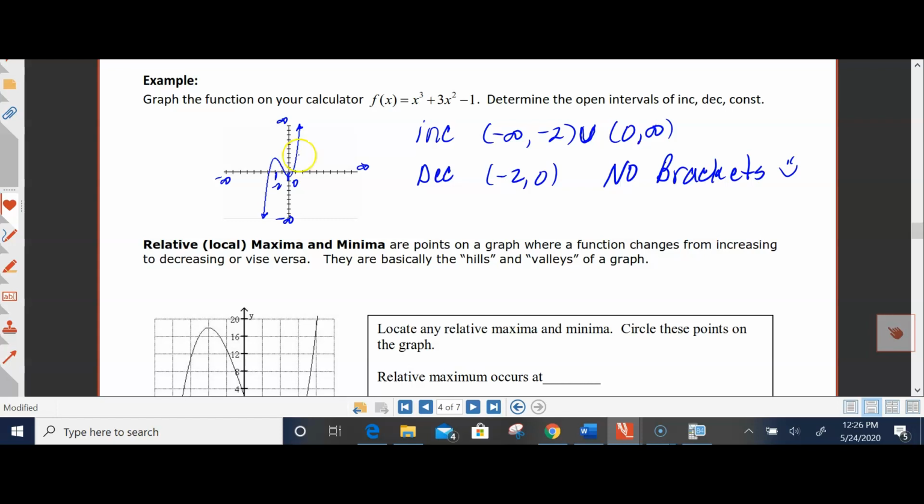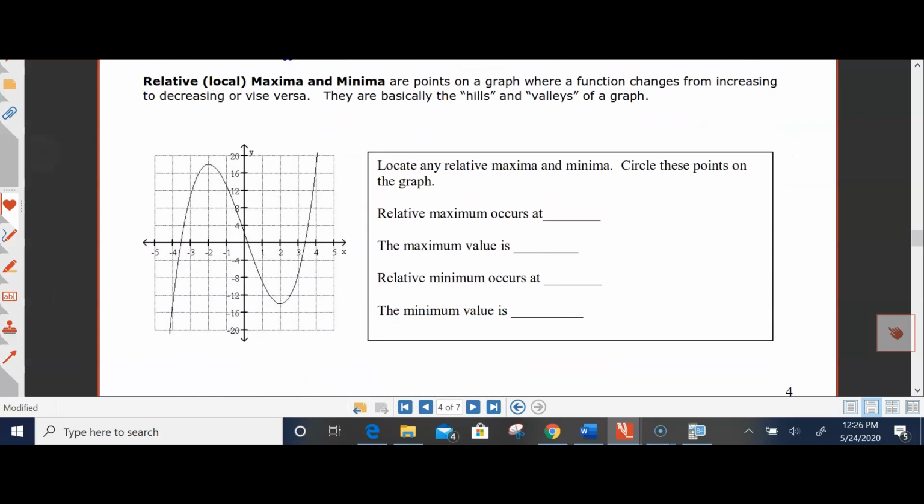And on this one that we just did, a maximum occurs kind of like at the top of a hill, like right here. That might be a relative maximum. And minimums occur at the bottom of a valley. So right there would be a relative minimum. So those are some important points that we'll want to know about our graph. Maxima and minima are points where the function changes from increasing to decreasing or vice versa, basically our hills and valleys.